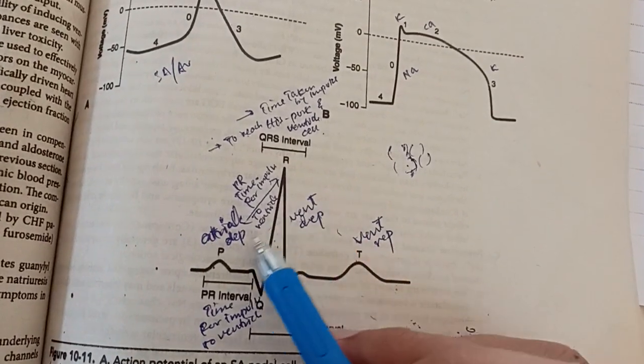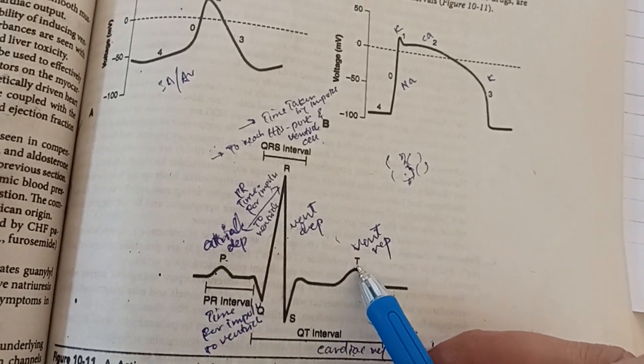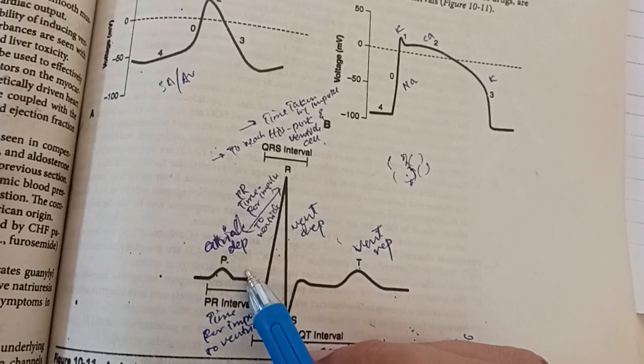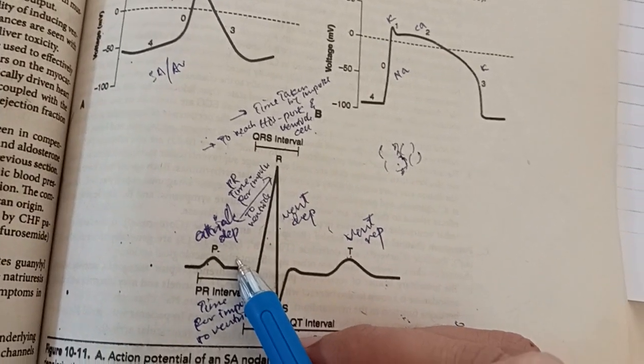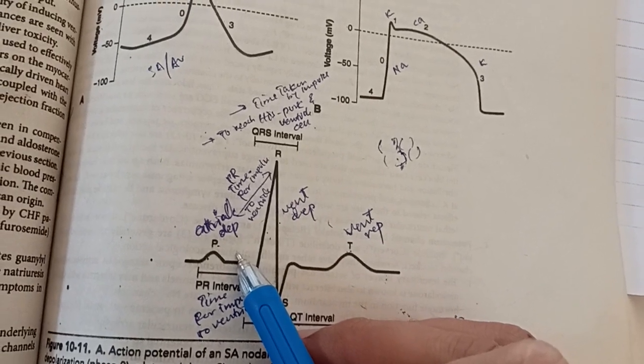I hope you got atrial depolarization, ventricular depolarization and ventricular repolarization. The remaining point is atrial repolarization. Where is that point? It is in another video. You have to watch that video. I will drop the link in the comment box or in the description.